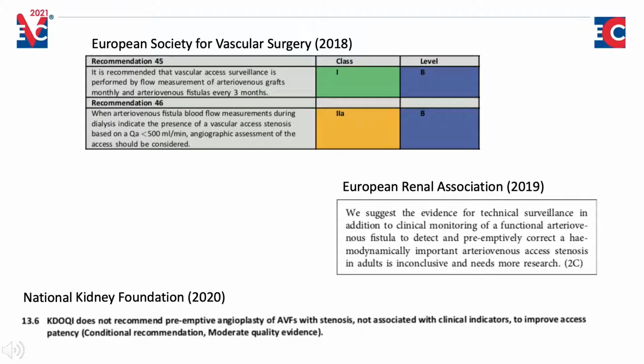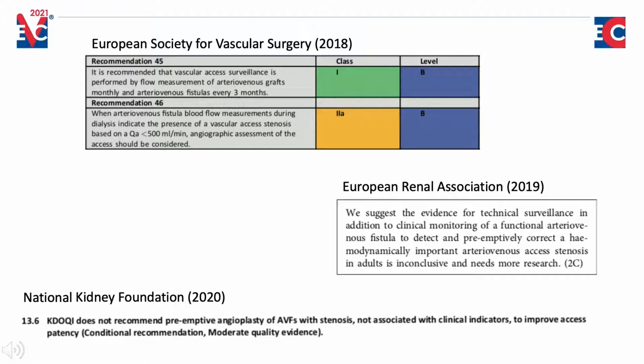This uncertainty in interpretation of the evidence from randomized controlled trials is reflected by recent international clinical practice guidelines that reach different conclusions on the use of surveillance for vascular access flow dysfunction. Guidelines from the European Society for Vascular Surgery recommend to do periodic access flow measurements and suggest to take action when flow in arteriovenous fistulas is below 500 mL per minute, and advise against duplex ultrasound surveillance and preemptive correction of stenosis in arteriovenous grafts.